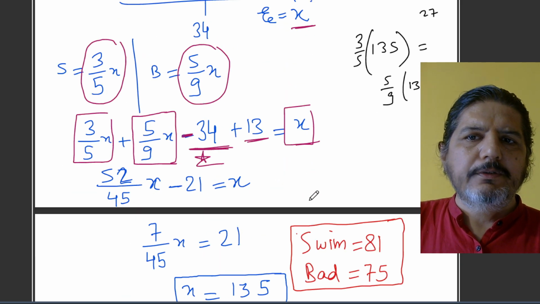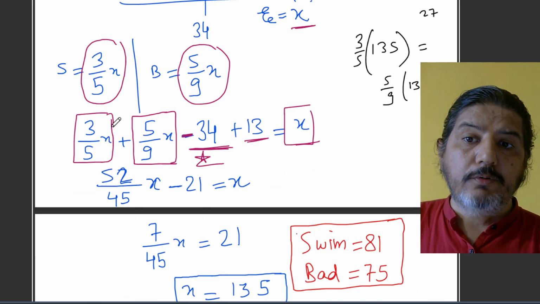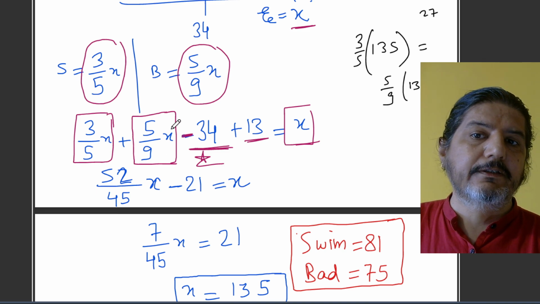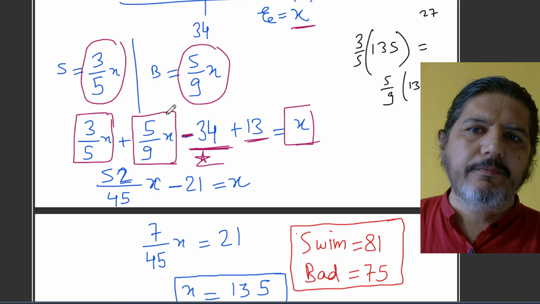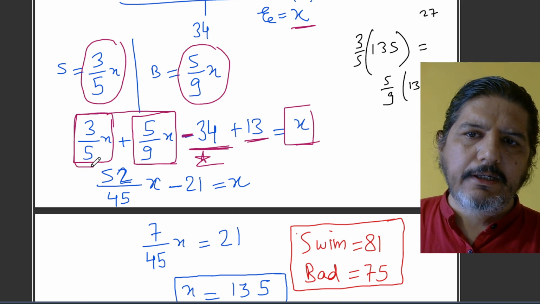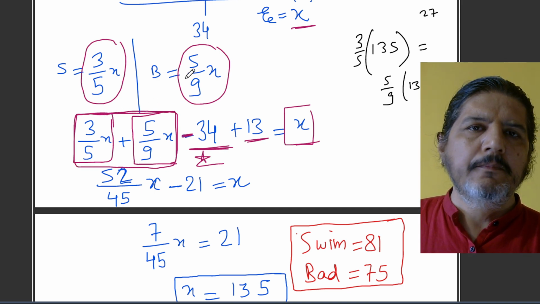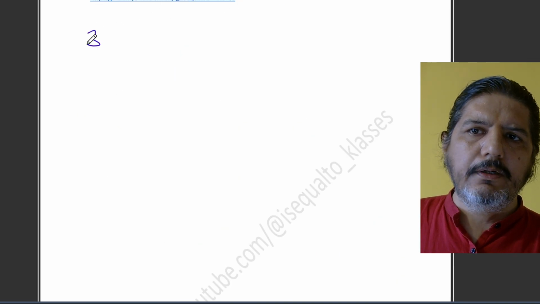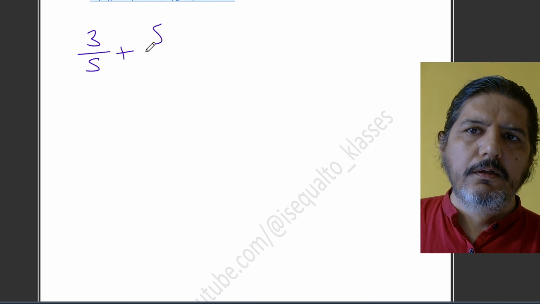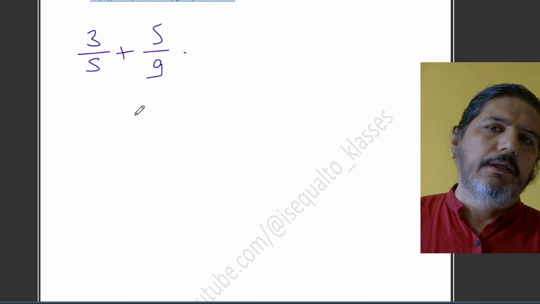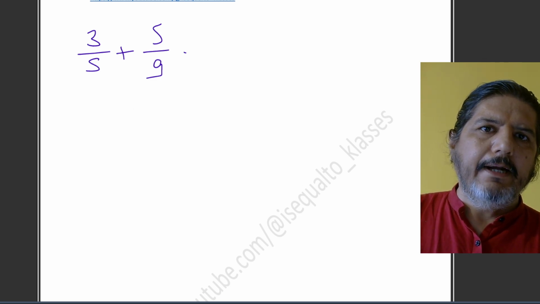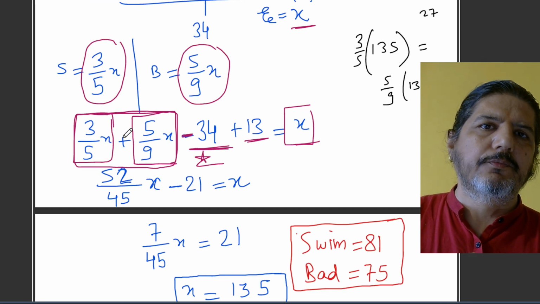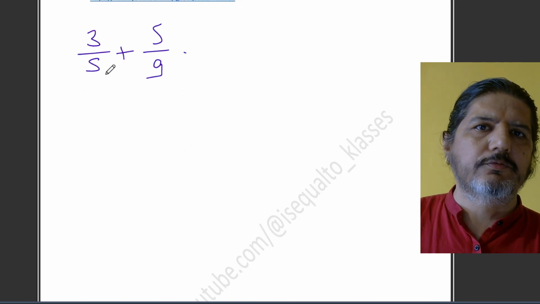Now the second challenge in this problem is you'll have to add 3/5 x plus 5/9 x. Usually the students I have met find addition of these fractional x's a bit difficult. I'll try to give you a hint. For example, when we add 3/5 plus 5/9, adding these x terms is almost like adding these two fractions.